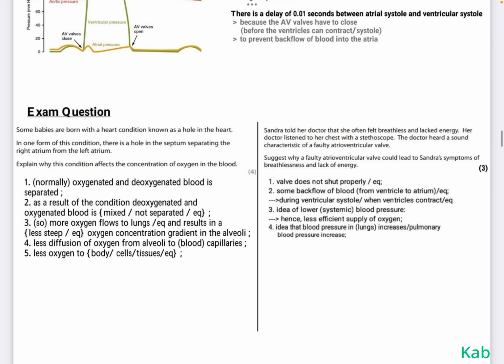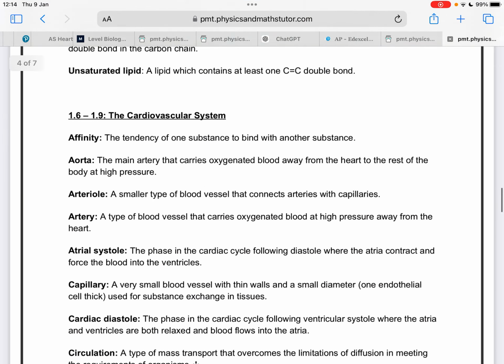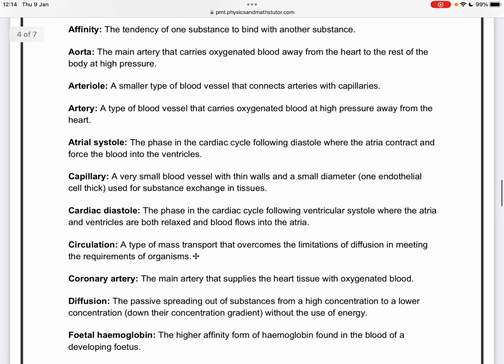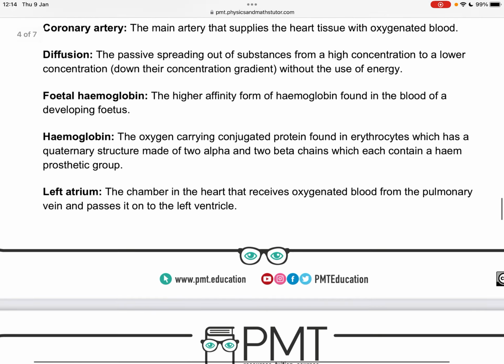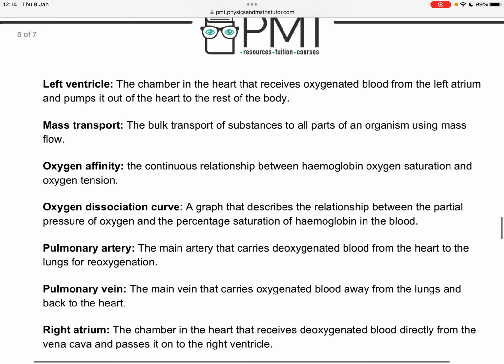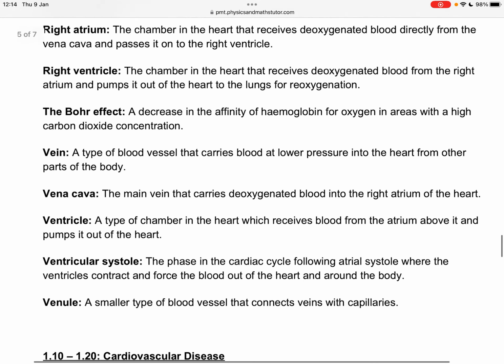Now we are currently done, but before we say bye-bye, let's make sure. Okay, we did not say the fetal hemoglobin. The fetal hemoglobin is the higher affinity form of hemoglobin found in the blood of a developing fetus. Oxygen affinity is the continuous relationship between hemoglobin oxygen saturation and oxygen tension. Oxygen dissociation curve, a graph that describes the relationship between the partial pressure of oxygen and the percentage saturation of hemoglobin in the blood. We've covered all that.